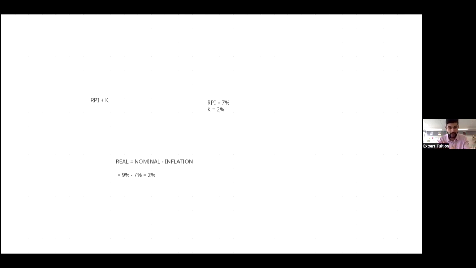Okay, so again, reminder, when I work out nominal, it is always RPI minus X or RPI plus K. You just plug it into the formula. Whatever you churn out is in nominal terms. And then you plug it into this formula, real is equal to nominal minus inflation, to work out what it is in real terms.